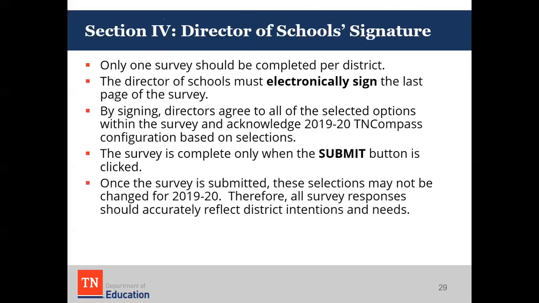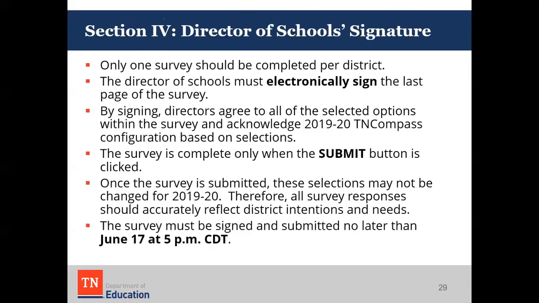Once the survey is submitted, these selections are final and may not be changed for the 2019 school year. Therefore, we encourage you to have conversations before you make these selections, and carefully review the survey selections prior to submitting. The deadline for submitting is June 17th at 5 p.m. Central Time.